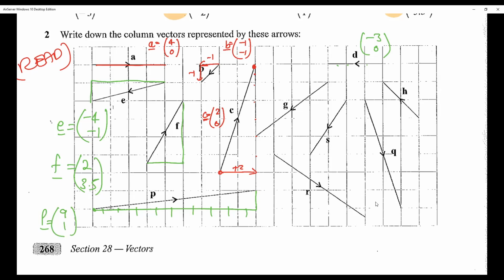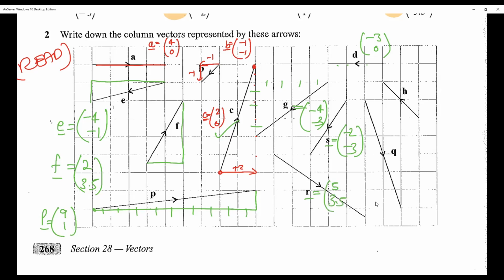So we've got A is done, B is done, E, F, P, D is done, C is done as well, 2, 6. G is going to be 1, 2, 3, 4, 1, 2, 3. So it's going to be 4 across backwards. So it'll be -4, -3 is G. S is going to be 1, 2 backwards, and then down by 1, 2, 3. R is going to be 1, 2, 3, 4, 5 forward, and then it's going to come down by 1, 2, 3.5.